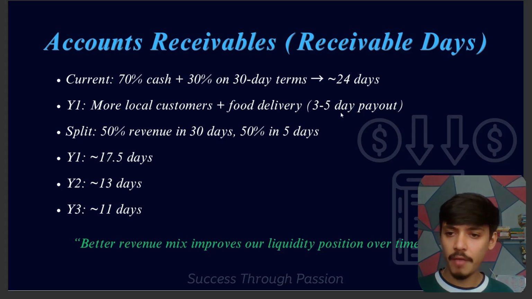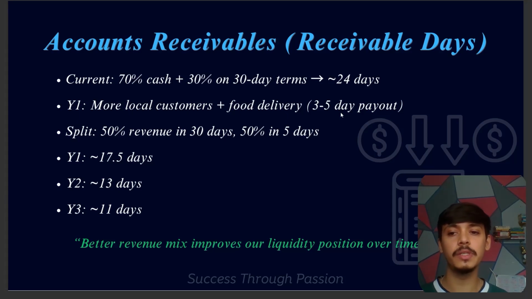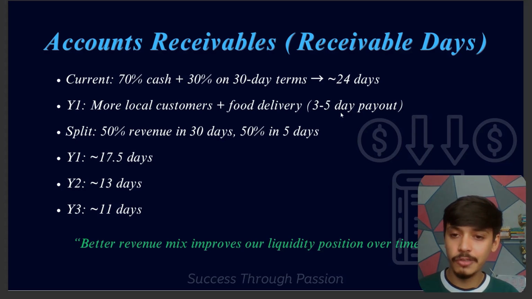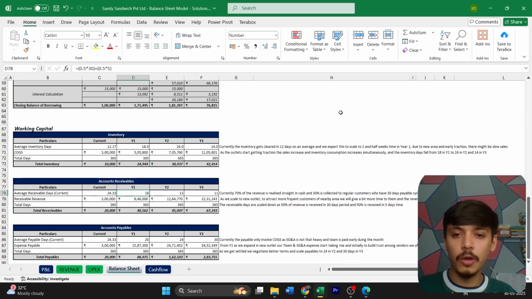In year 2 we are having 13 days, and in year 3 we are scaling it down to 11 days. As we scale to more food delivery app revenue, we are getting less in accounts receivable time. So when we see our revenue mix, we can see that our liquidity position is improving. That is, we are receiving money on a faster basis. So we will once again move to the template and see how this can be modeled.